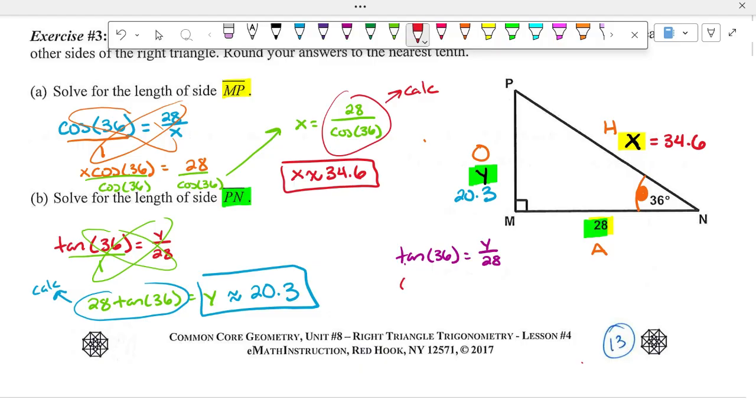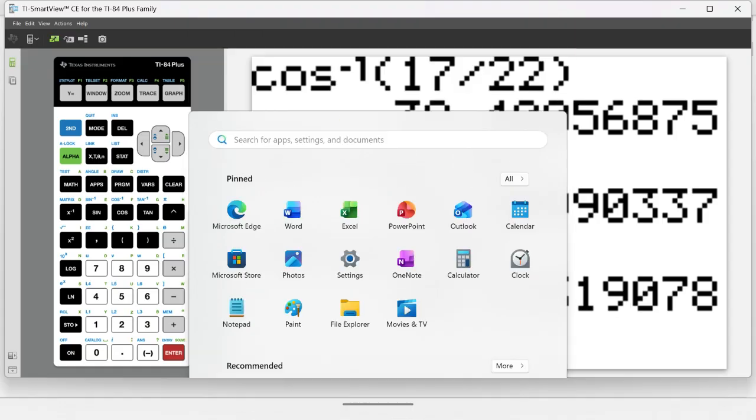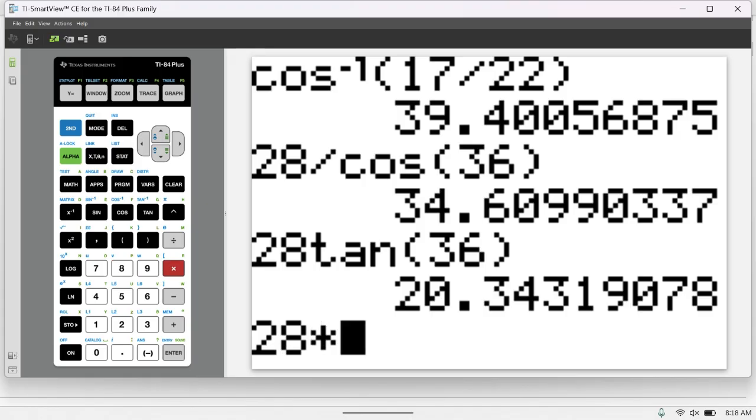0.7265. 0.7265 is equal to y over 28. And then you can cross multiply that way. So if the whole cosine of 36 messes you up, just use your trig table. Okay, and replace that tangent of 36 with your trig table. All right, and what's 28 times 0.7265? So if we do 28 times 0.7265, 20.342. Okay, I had it backwards.